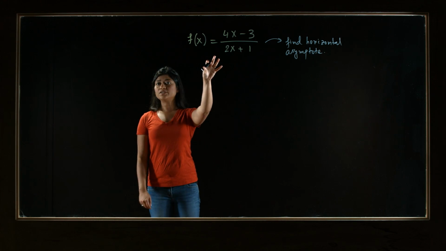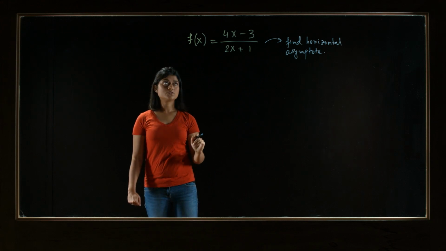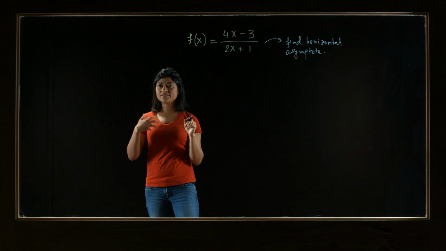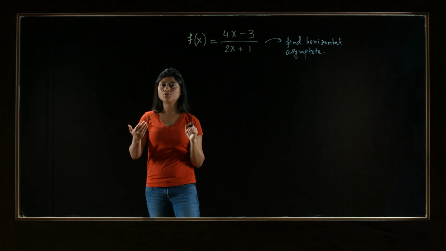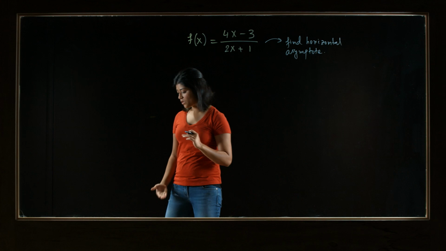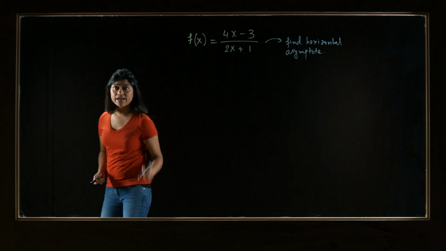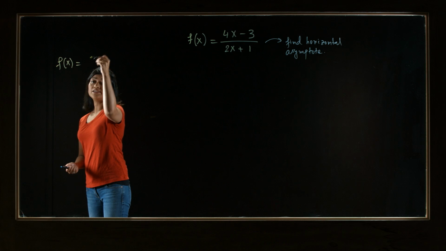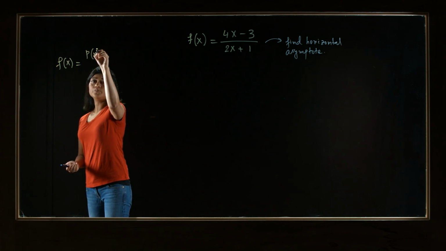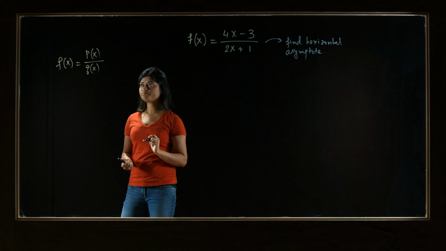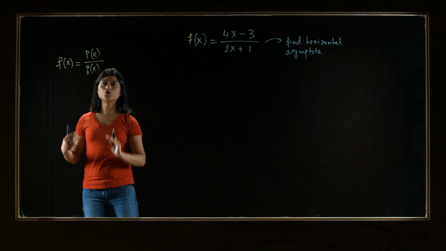Notice that this function is a rational function. So, it is a polynomial over a polynomial. And there is a nice way of figuring out what the horizontal asymptote to the graph of a rational function is. So, let me remind you of that first. Suppose we have a rational function written as a polynomial p(x) over another polynomial q(x). And there are three different rules.